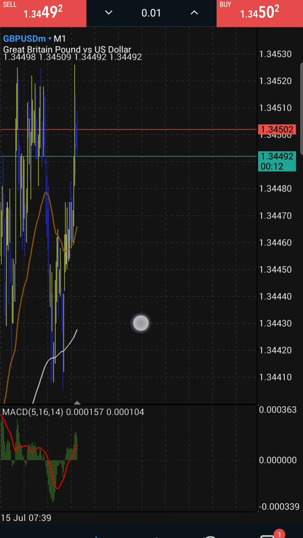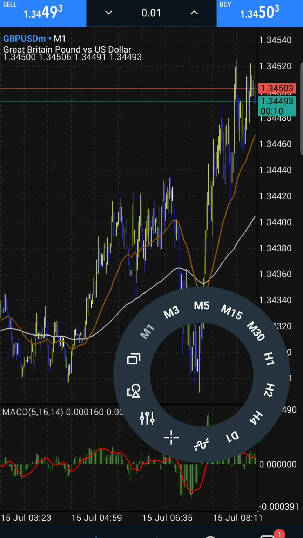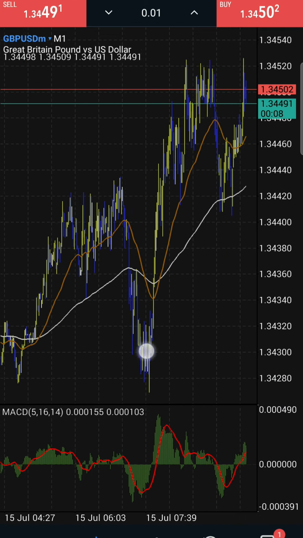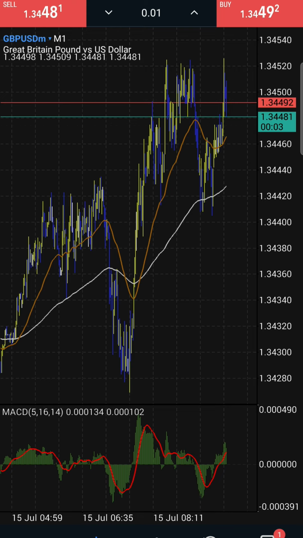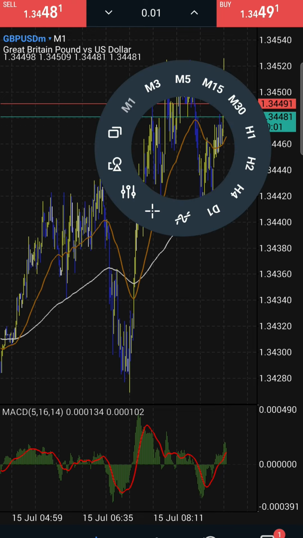All right, now as soon as that happened, I knew it was time to buy. And you take a buy from here, and then you target what was the Tokyo session high, which was around 134.486.